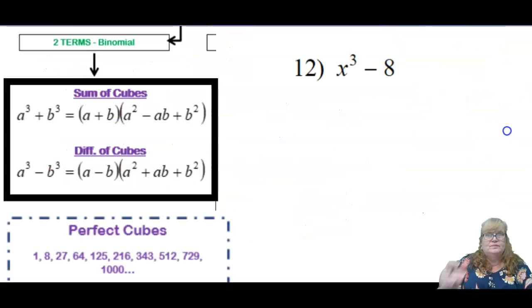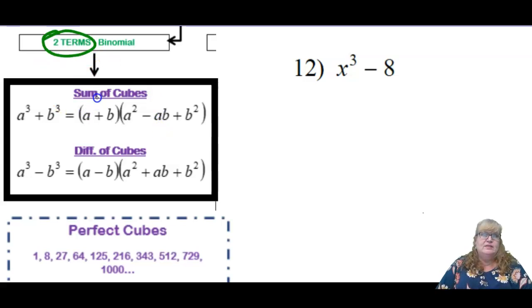All right, those were tricky, but we have a new pattern that you should have all seen in Algebra 2, but it's been a while. This is cubes. When you have, again, two terms, and it is the sum or difference of two numbers that have a cubed root, they follow one of these patterns. So x cubed is just x to the third power. 8 is 2 times 2 times 2. So this is the difference of two perfect cubes. And so we're doing this one.